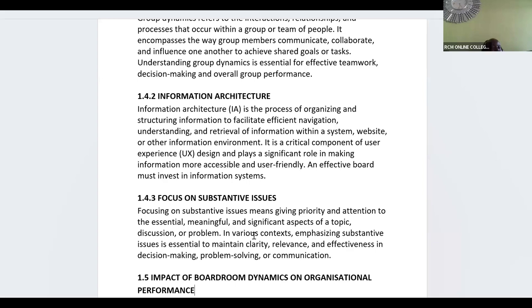Focusing on substantive issues means giving priority and attention to the essential, meaningful, and significant aspects of a topic, discussion, or problems. Remember, there are those directors, and of course, don't put them off, but you need to know, and please be in charge of the board, especially you as a chairman. You need to be in charge. So go and tell these guys, of course, we are doing this and this. So give them, in this case, a chance to speak through an agenda.